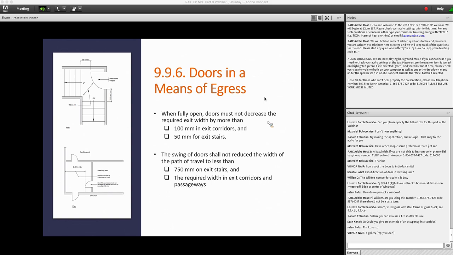Now, the swing of doors shall not reduce the width of the path of travel to less than 750 millimeters on exit stairs and the required width in exit corridor and passageway. So I have a sketch on the left side. If you look at the door swing, it is not to reduce the width of the exit stair to less than 750 millimeters. And then for an exit corridor or a public corridor, you have to maintain the required width of the corridor, which is 1100 millimeters wide.